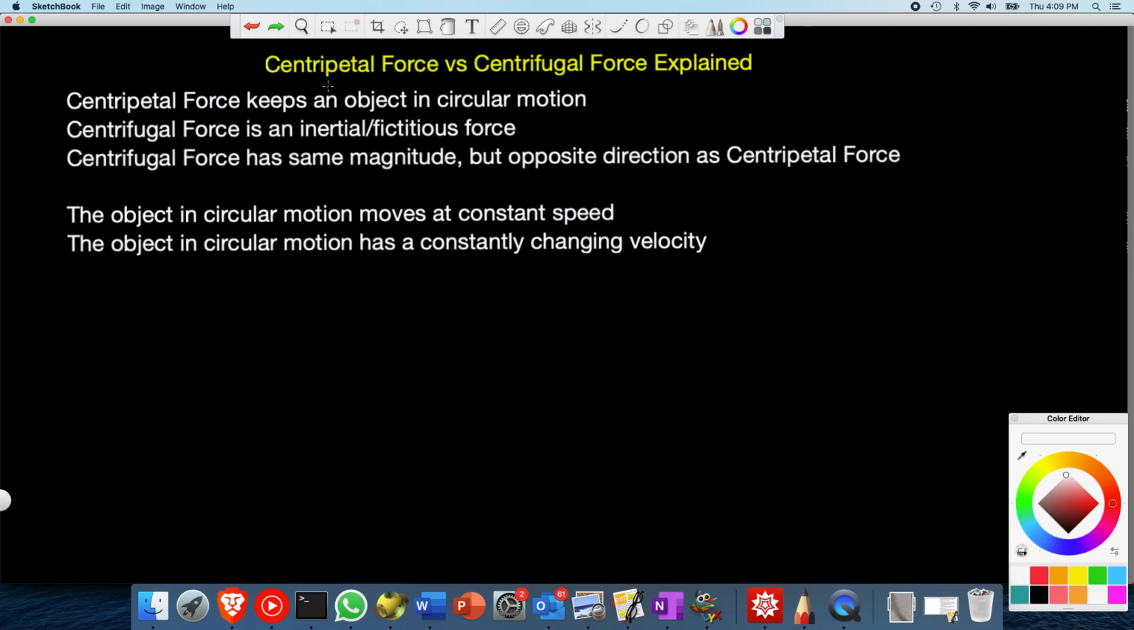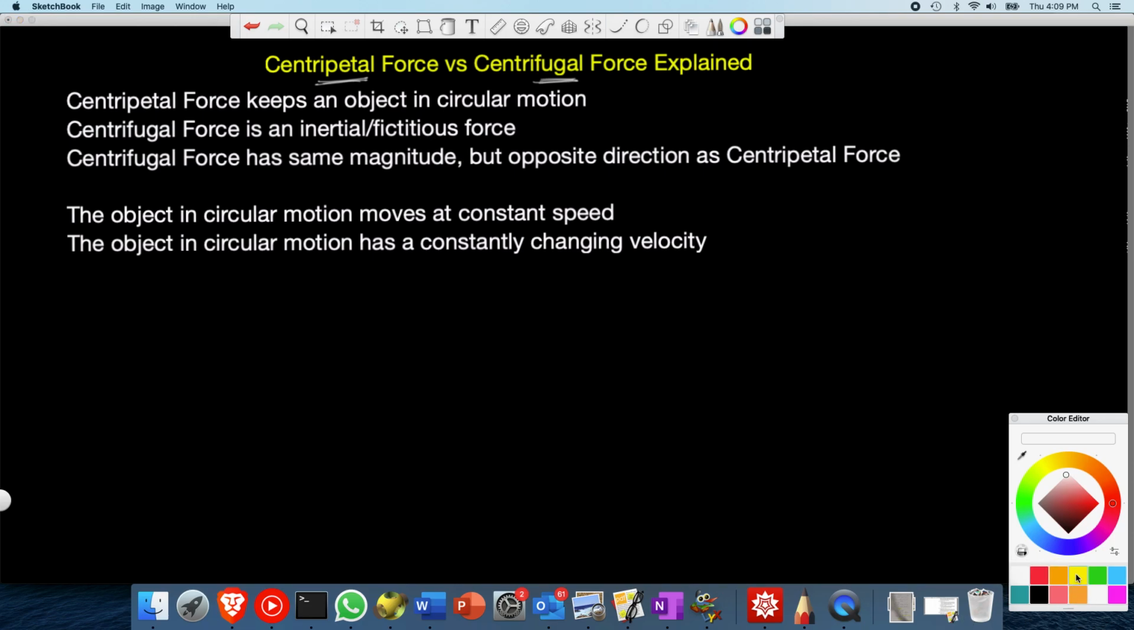The two forces, centripetal and centrifugal, might often be confused with one another because of their similar properties. But in this video, I will explain exactly what is different about them, and hopefully by the end of the video, you have a clearer idea of the differences and similarities between centripetal and centrifugal forces.